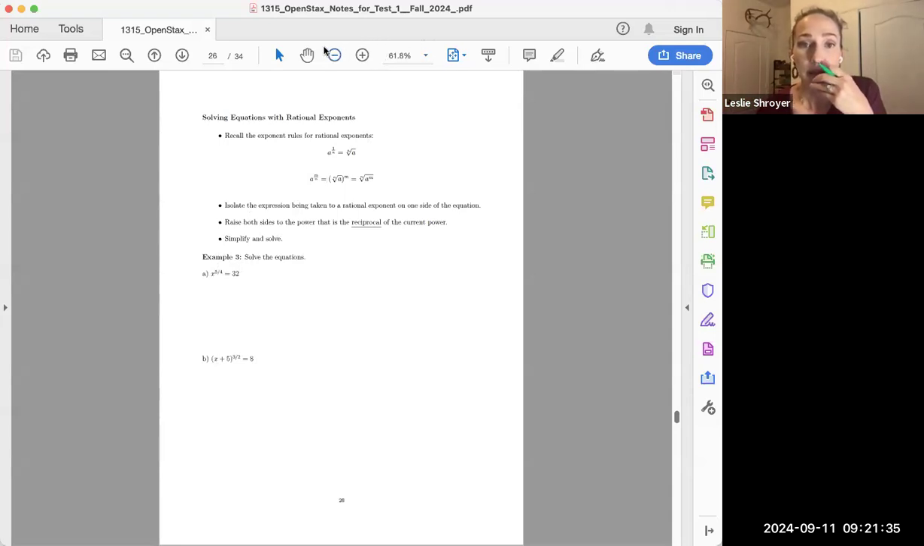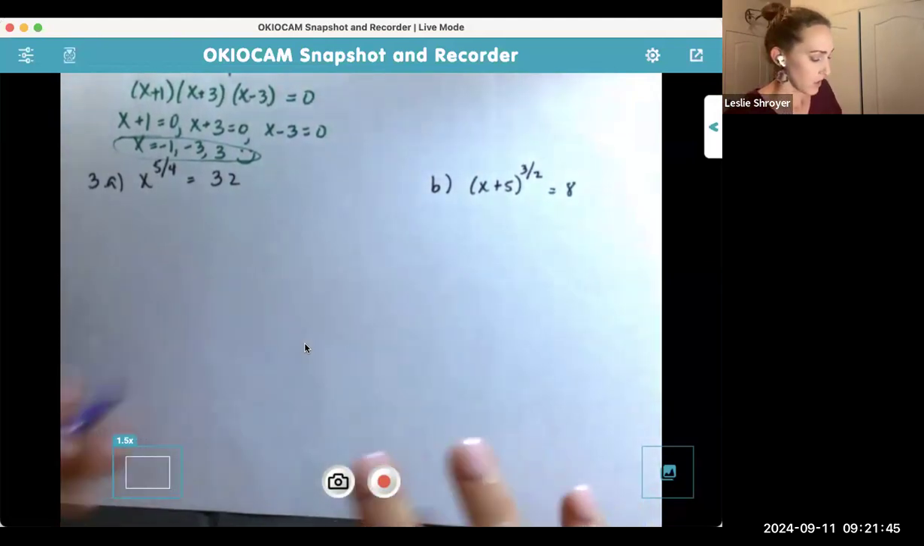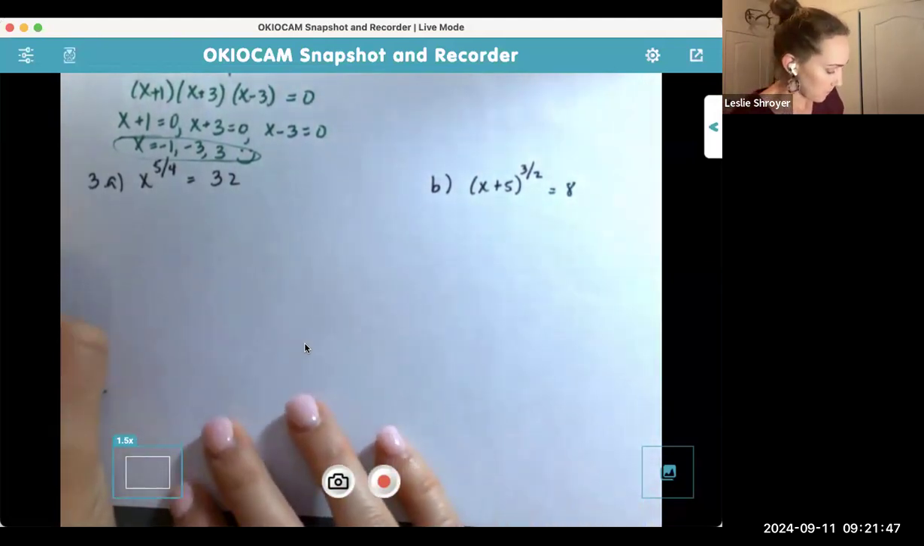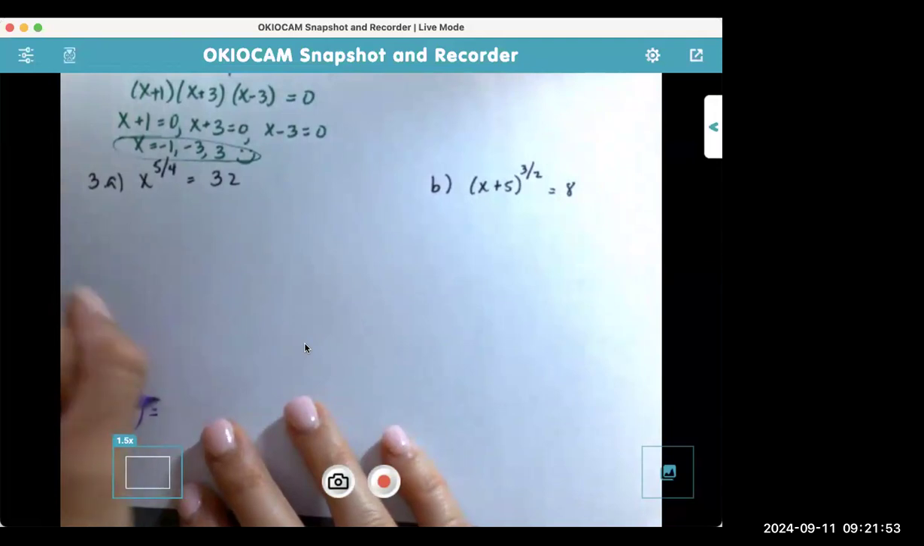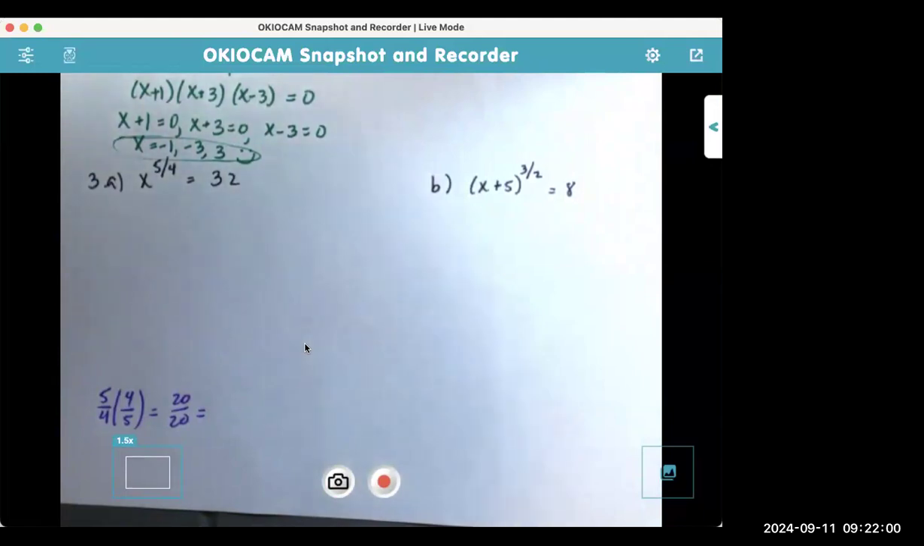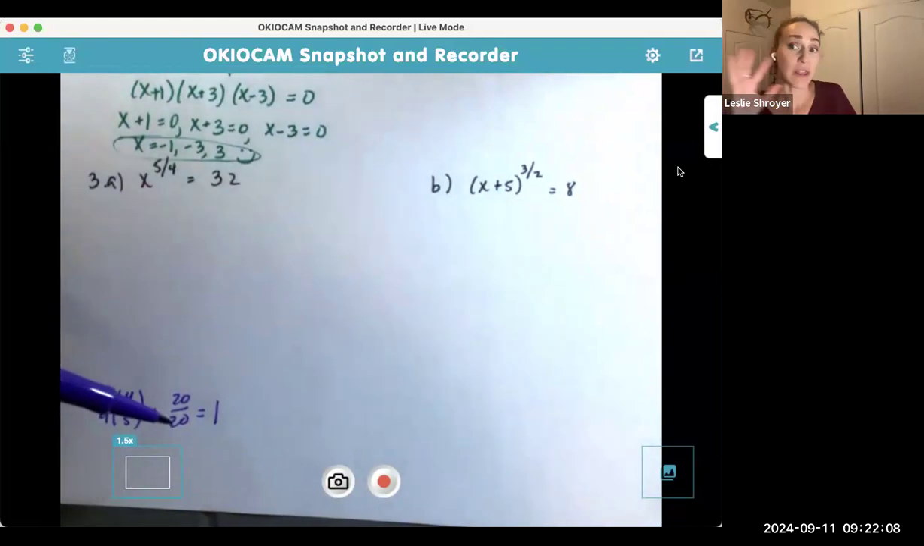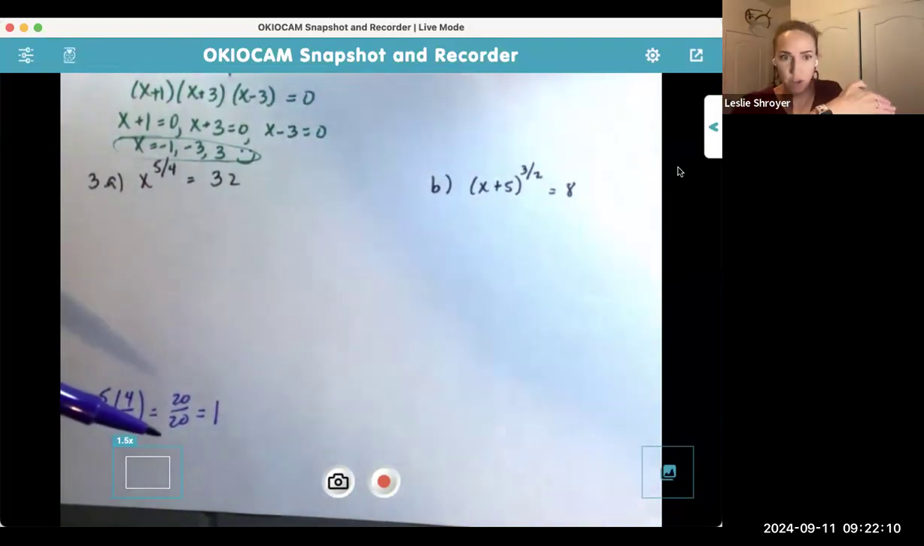So let's see. Pop back over. Perfect. So here, what we mean we want to raise to the exponent is because 5/4 times its reciprocal, 4/5, well, that is then 20/20. And what do we know about anything over itself? It's 1. Yeah, perfect. So basically, we're just doing that to go straight in for the kill.